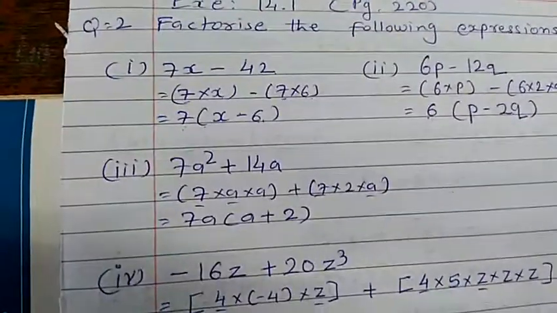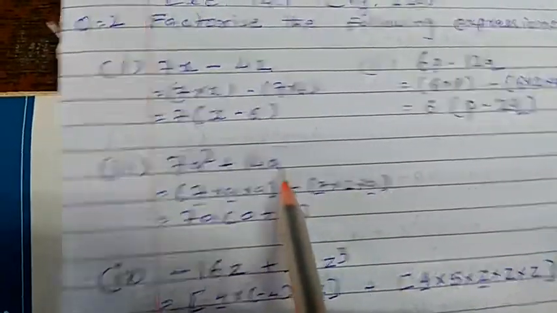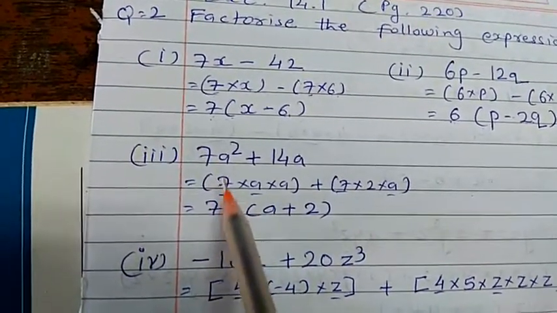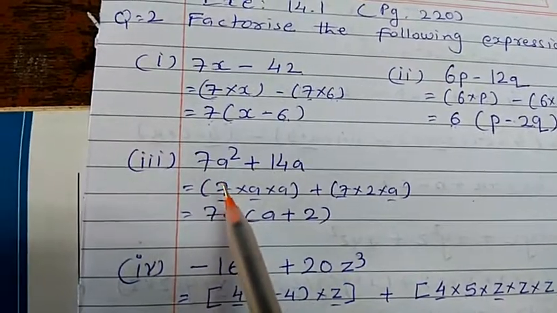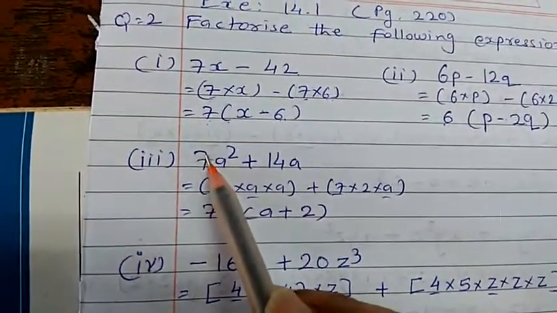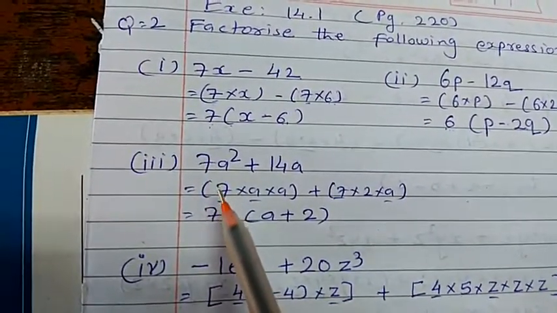Now the third one, 7a square minus 14a. So what is the factor of 7? 7 is already a prime number, okay, so we cannot find its factors. Why? Because what is a prime number? Only two factors are there, one and the number itself, so such numbers are called prime numbers. So 7 is a prime number.